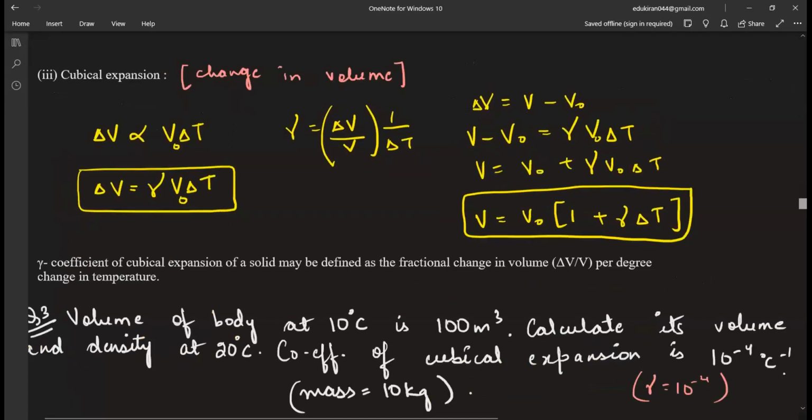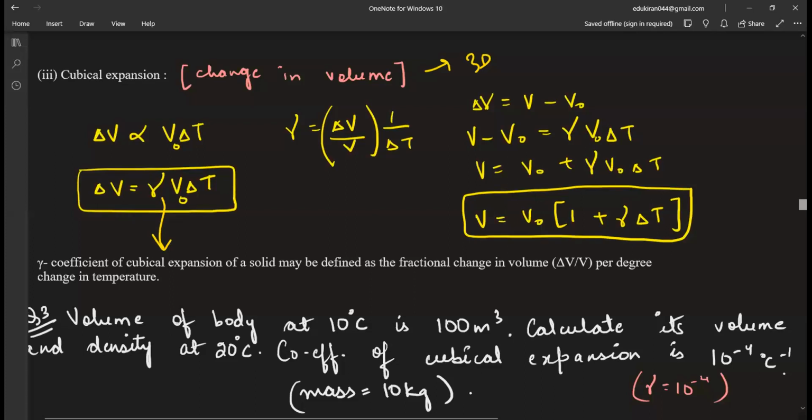Yes, next, the last topic is cubical expansion. This is the volumic expansion, the change that occurs in three dimensions. So the change in volume is directly proportional to the initial volume times delta T. Here the constant, the coefficient of cubical expansion, is gamma. Again, we can say this is the fractional change in volume per unit degree change in temperature. So delta V is equal to V minus V naught, which equals gamma V naught delta T, and V is equal to V naught plus gamma V naught delta T. You take V naught common: 1 plus gamma delta T. Exactly the same. By now, you must have remembered the pattern.